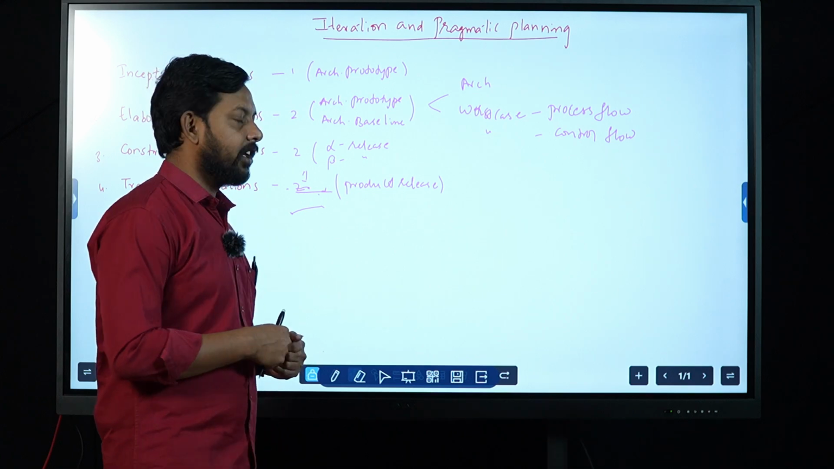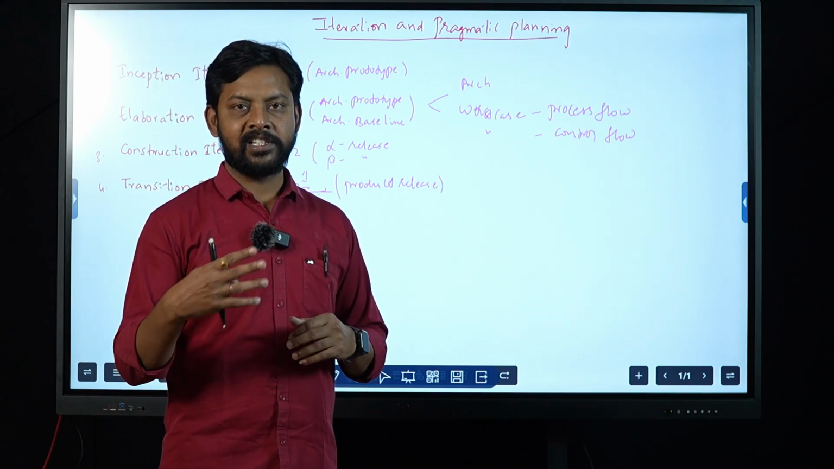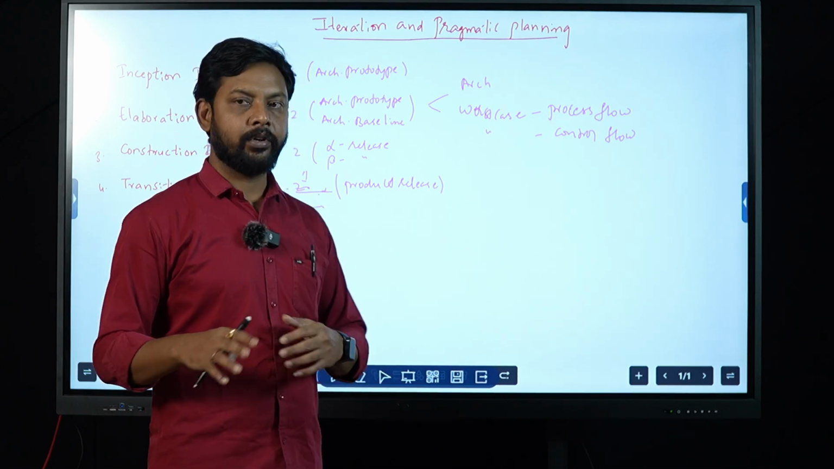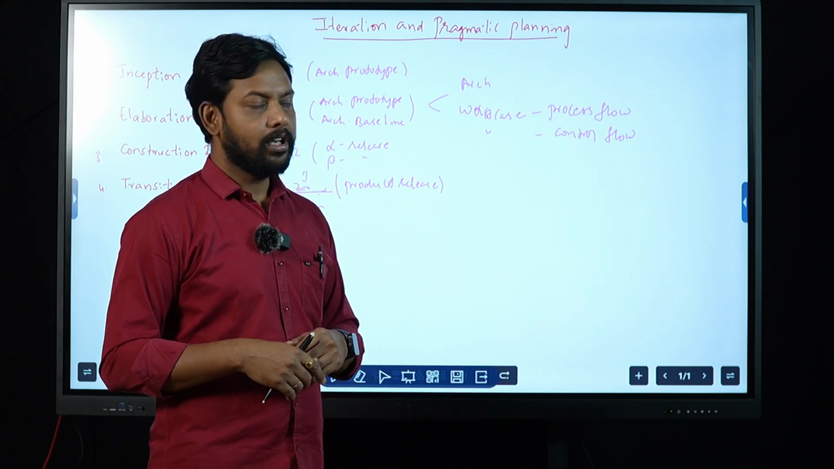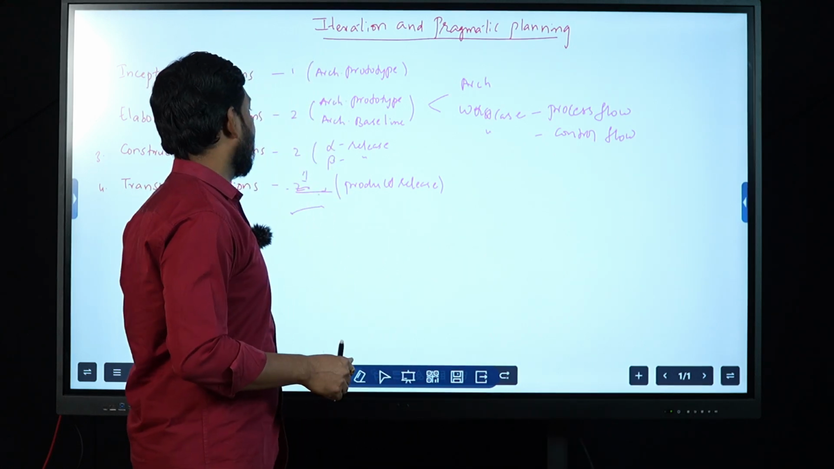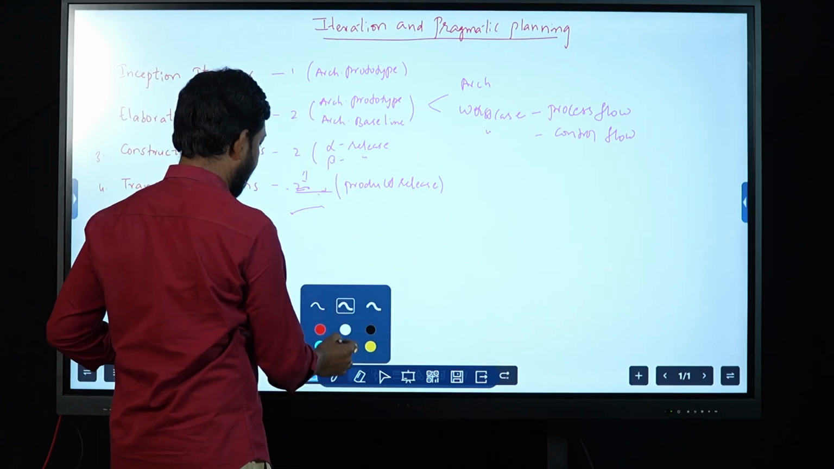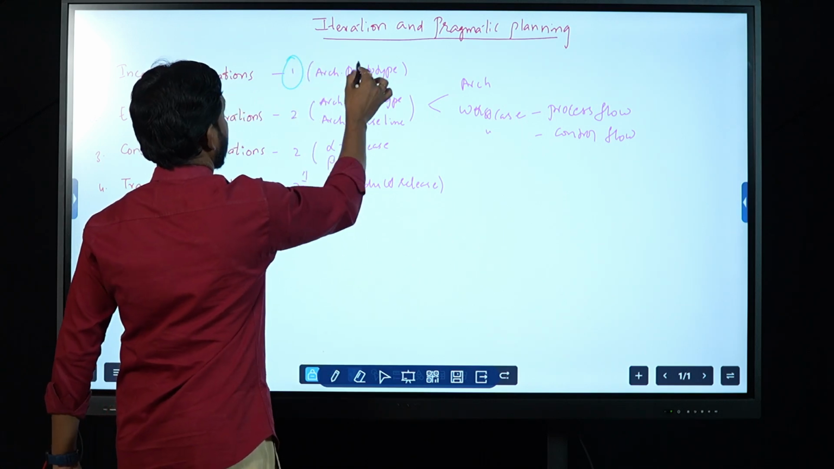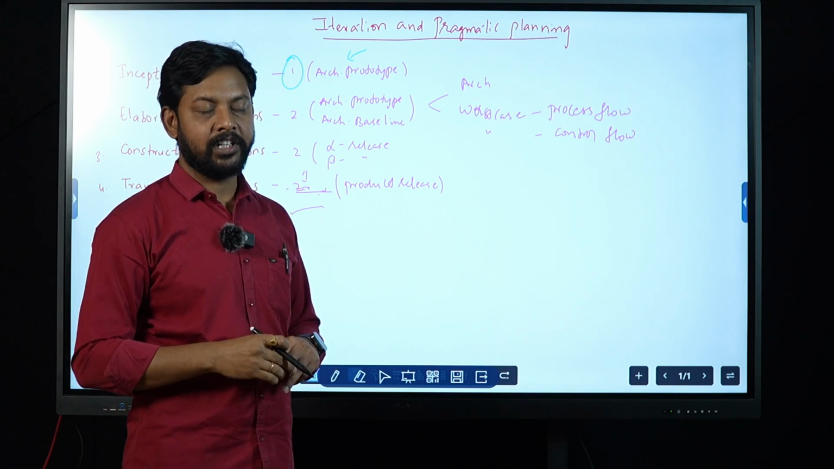Next, construction iteration is going to focus on what should be the release after your construction is done, and your transition iteration is going to focus on how to transit your software. So in your inception iteration, you are going to perform majorly one iteration here, and that iteration is focused on your architecture prototype. What is the prototype expected out of your inception?